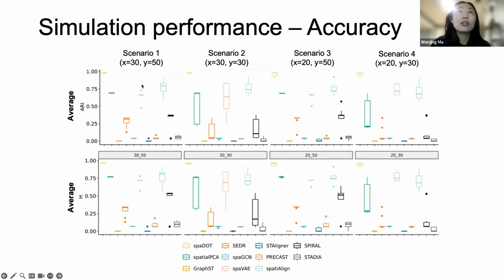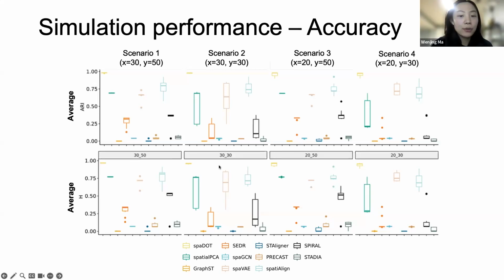So we do see a little bit of performance drop for scenario 3 and scenario 4, where fewer DE genes are there. But we can see other methods maybe do not perform that well, or they just drop a lot more based on the different number of DE genes across the split or across regions.